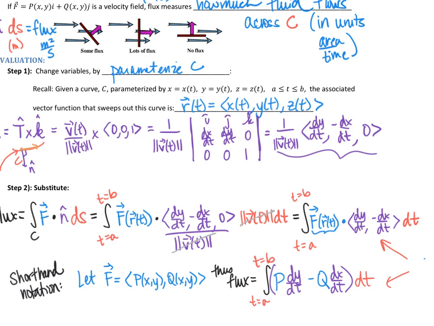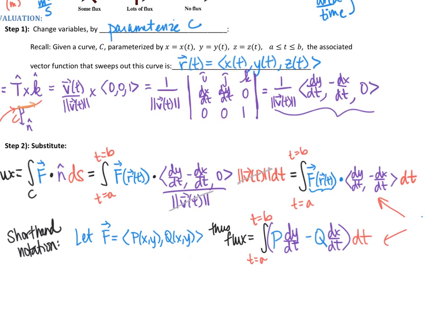But the shorthand notation that comes out of this is you'll often see flux just written as the line integral over the curve of P dy minus Q dx. And again, this is just shorthand, and it literally means you need to change variables, put everything in terms of t, and actually calculate it like we have above. All right, so let's try an example now.